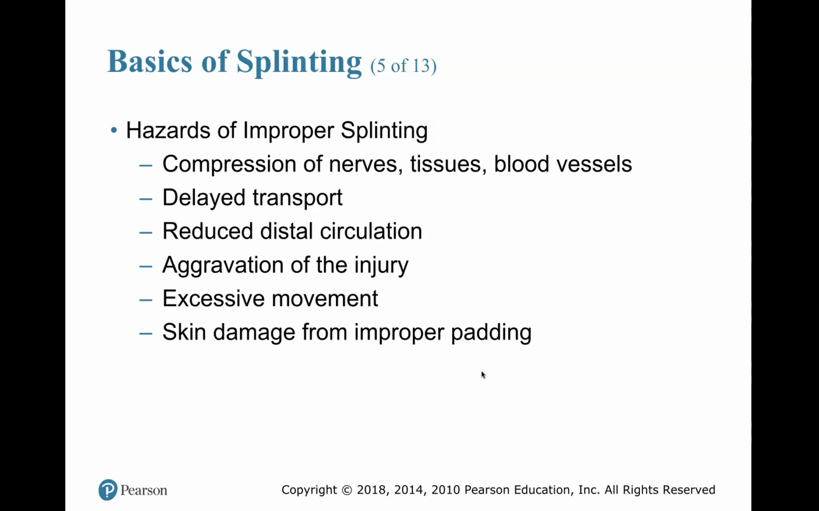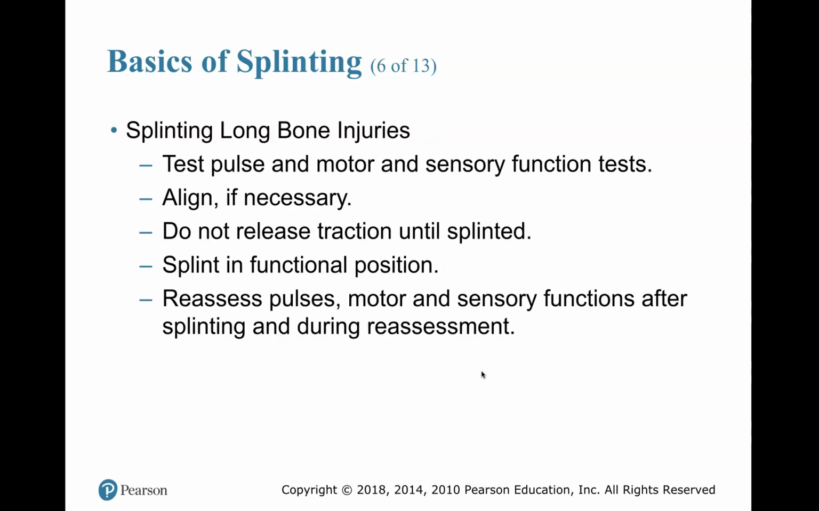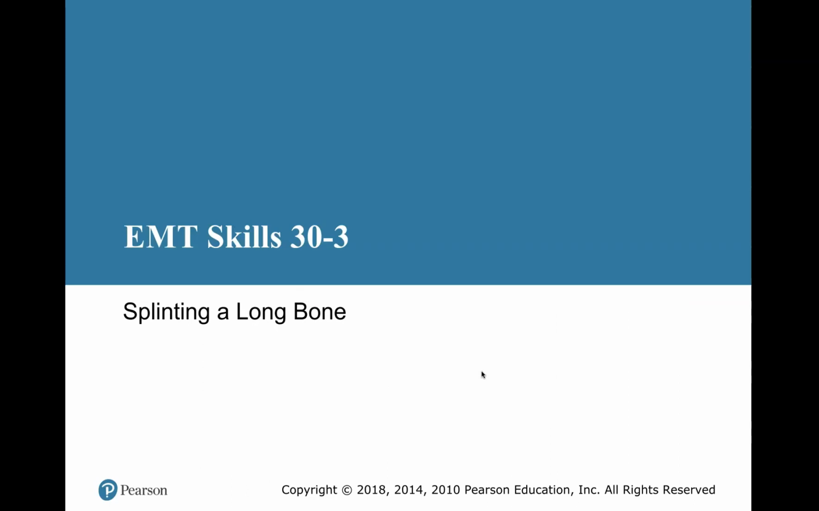Hazards of improper splinting: compression of nerves, tissues, and blood vessels, delayed transport, reduced distal circulation, aggravation of the injury, excessive movement, skin damage from improper padding. Long bone injuries: test the pulse, motor, and sensory functions. Align if necessary. Do not release traction until splinted. Splint in functional position. Reassess pulses, motor, and sensory functions after splinting and during reassessments.